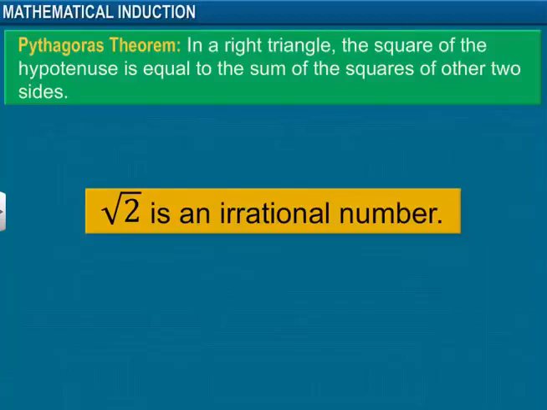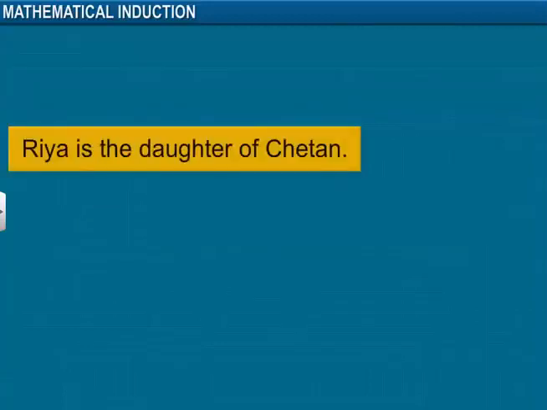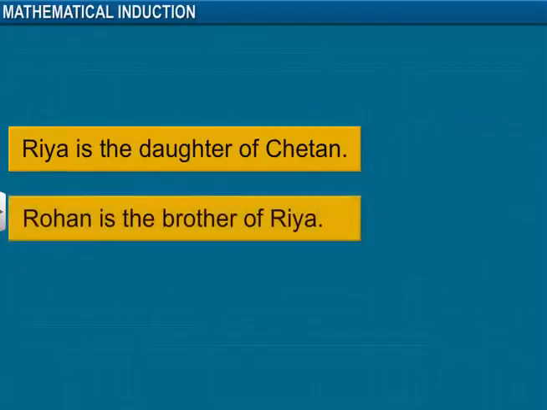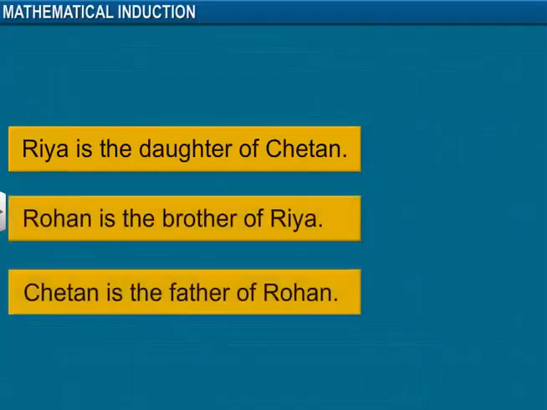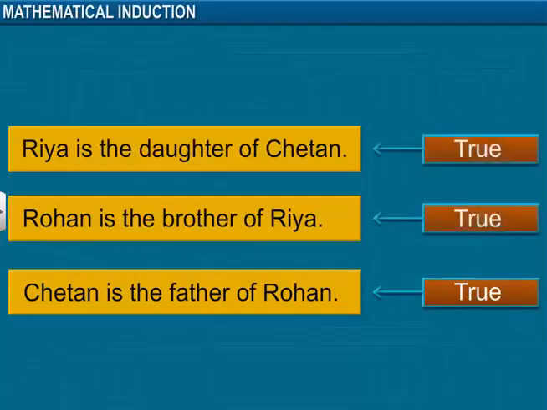Let's look at a simple example. Riya is the daughter of Chetan. Rohan is the brother of Riya. Chetan is the father of Rohan. In these sets of statements, the truth of the last statement can be established only if the first two statements are true. This means that the truth of the last statement is established by deductive reasoning or logic.